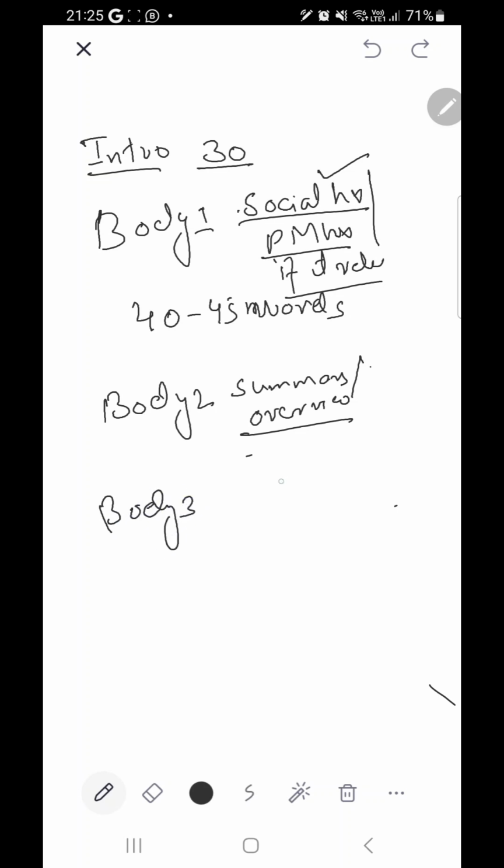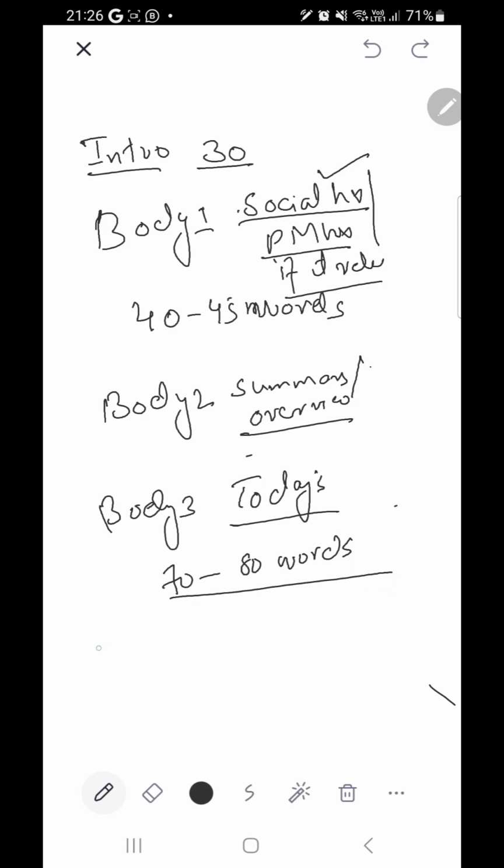Normally, if it's a progression of a problem, where the disease is progressing time by time and the same problems are going on, in body 3 we write about today's visit, the most important details. Here we write 70 to 80 words maximum in the body paragraph. Similarly, the conclusion should be written in 25 to 30 words. But the sequence of the paragraphs depends upon the case.